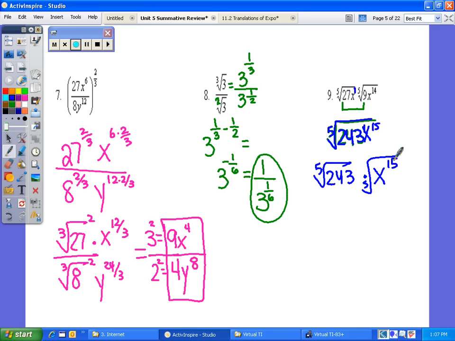So you'll notice that the fifth root of 243 is 3. You know that. This is really equal to x to the 15, that's the numerator, over 5, that's the denominator. 15 over 5 is equal to 3. And that's your final answer.